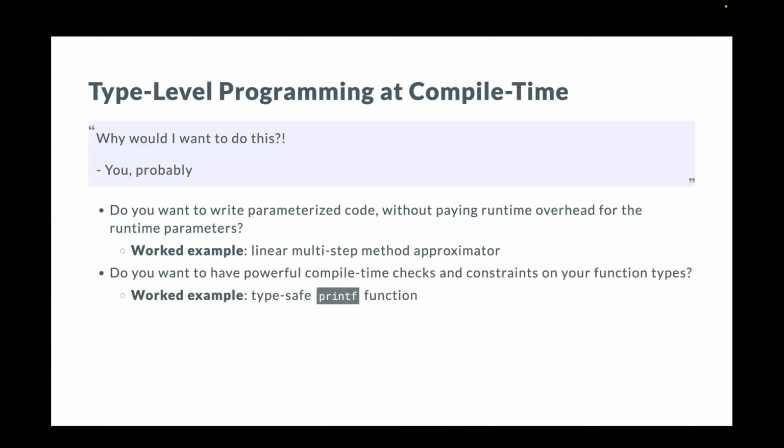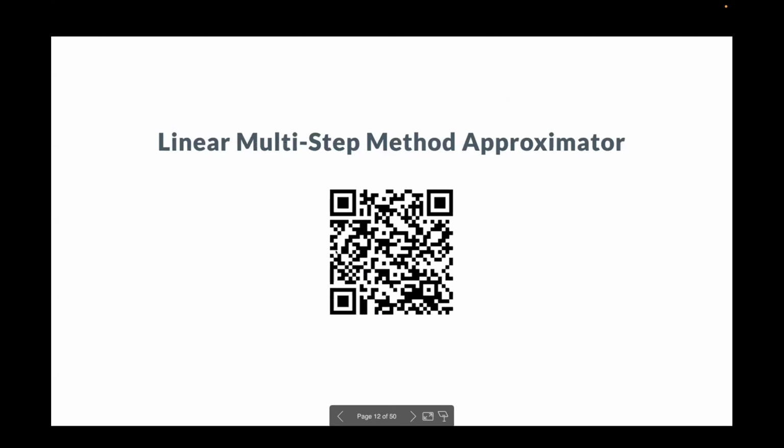And furthermore, another worked example is that you can use this feature to create powerful compile time checks on your function's arguments. So a worked example that I will show you is a printf function that's type safe, and this doesn't allow you to pass arguments that don't match your format string. Like I said, there's just not enough time to talk about both of these.